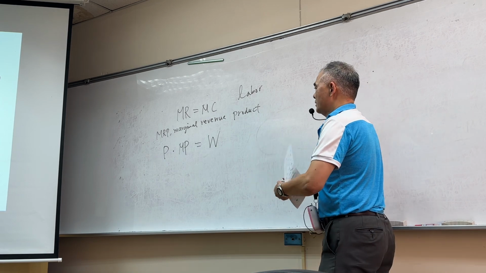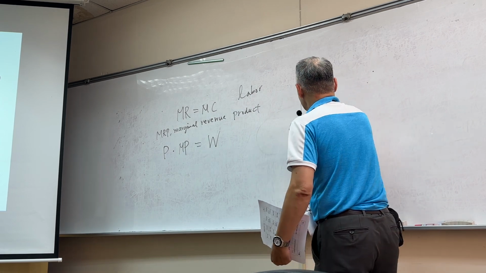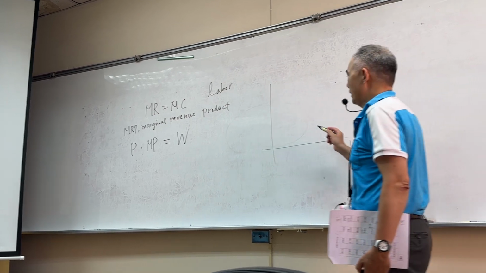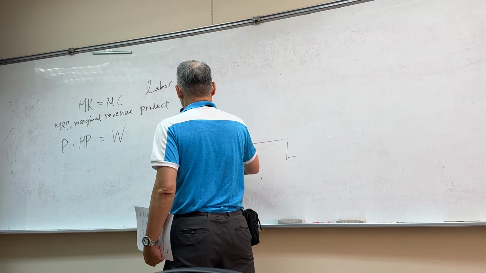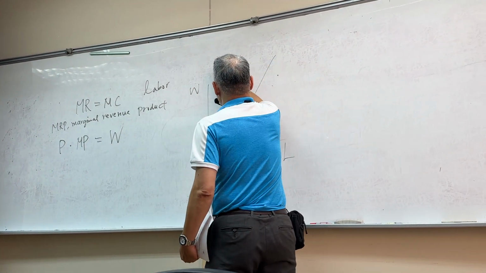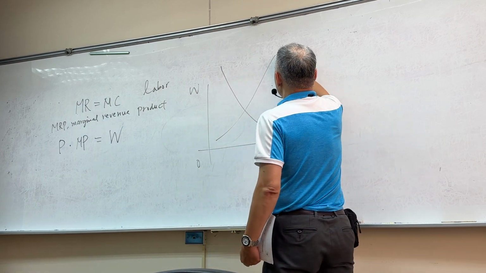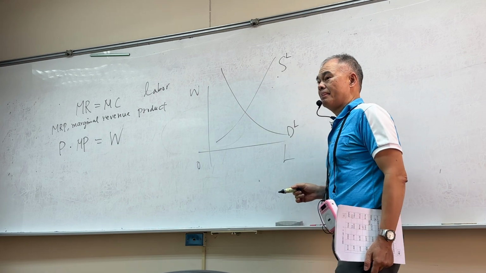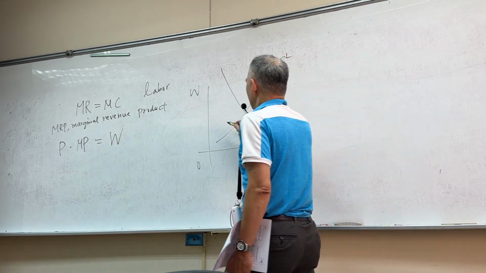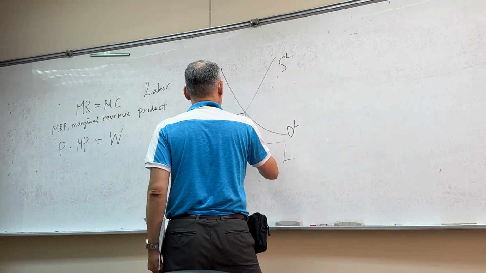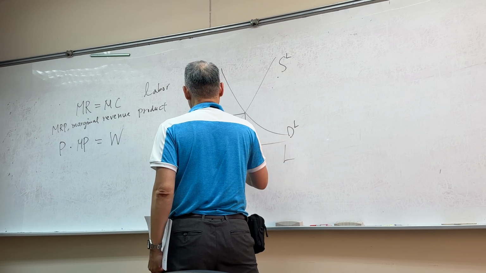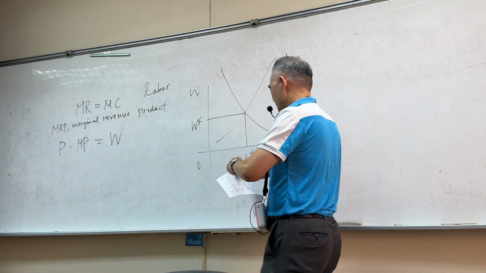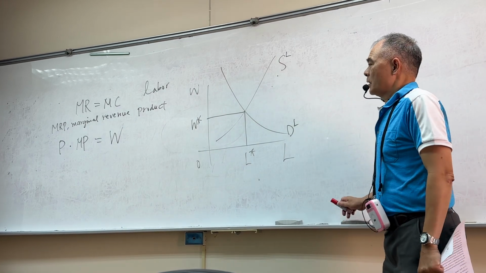Okay, so here is the amount of labor, and this is the wage rate. Supposedly, if the market runs smoothly, this is the supply of labor, and this is the demand for labor, okay? And so what you get is the equilibrium amount of labor and the equilibrium wage rate, okay? Questions?